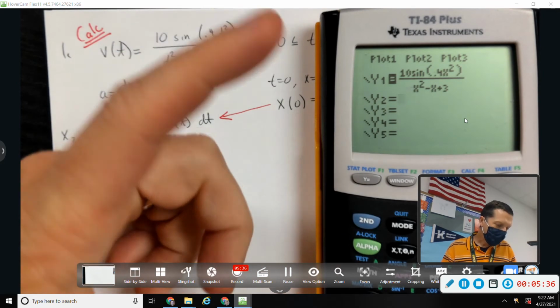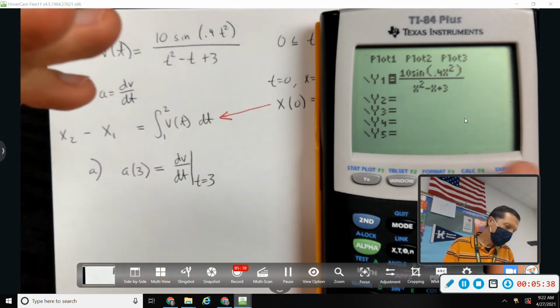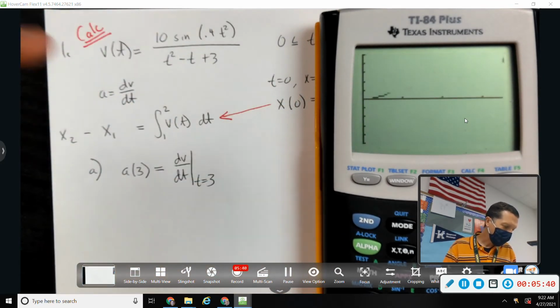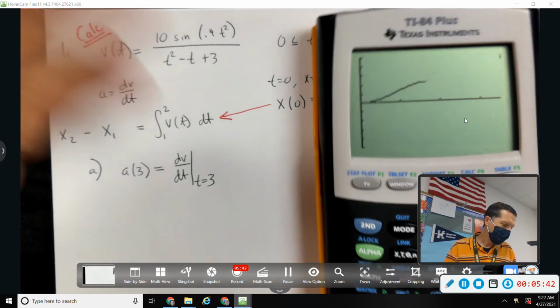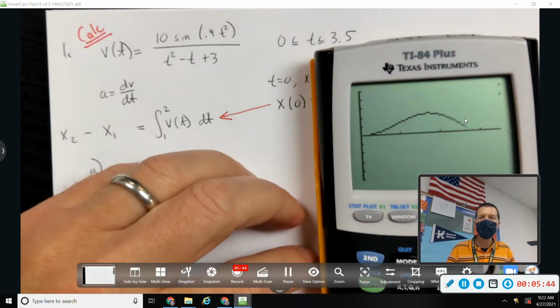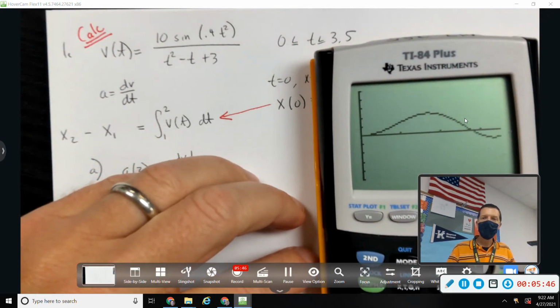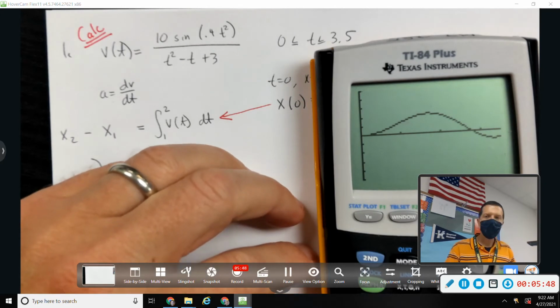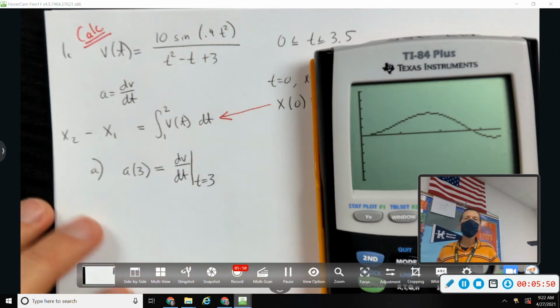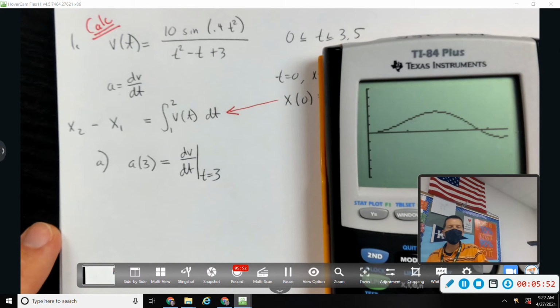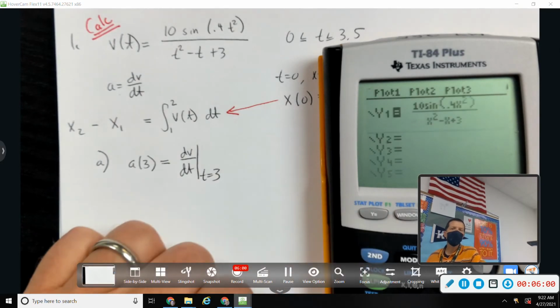I don't have to graph it, but maybe I want to graph it. I know it needs to be 0 to 3.5 for the x-axis. And the y-axis, I cheated. I played around with it last period, so I have a decent looking y-axis there. Kind of just pausing to give you time to type in the y1.